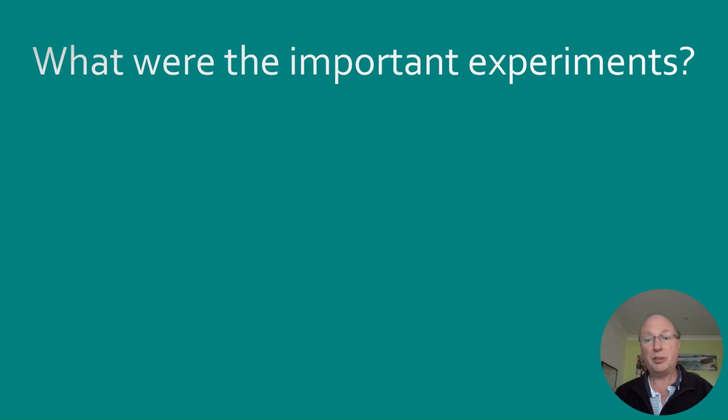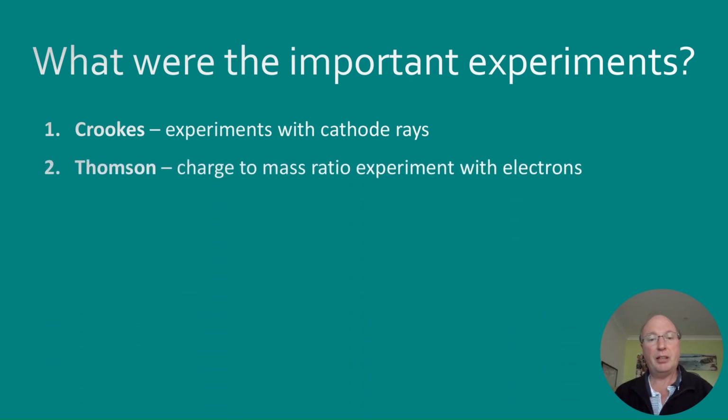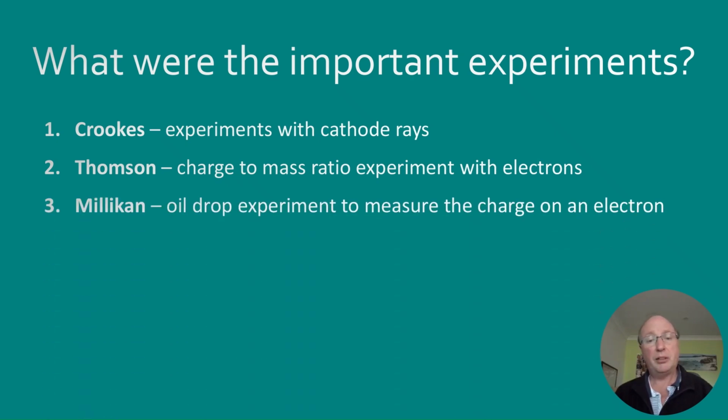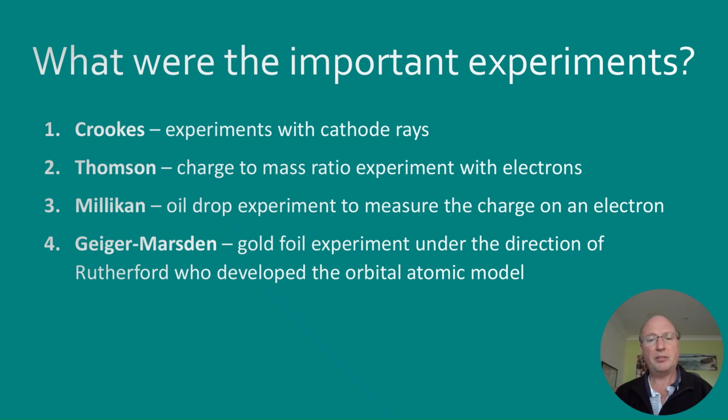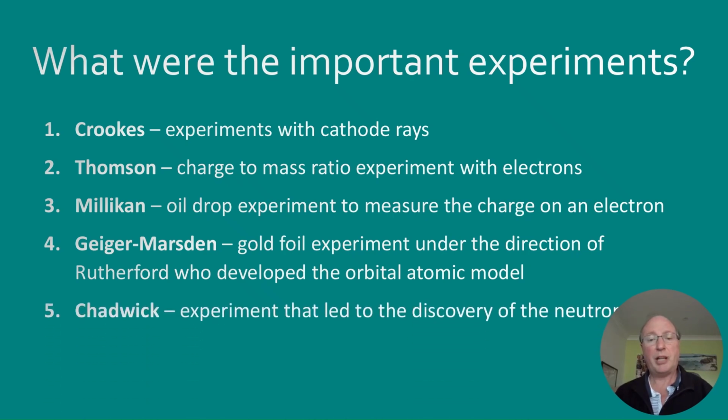Well, what were the important experiments? The first was by Crookes and his experiments with cathode rays. Secondly, we'll look at Thomson and the charge to mass ratio experiment with electrons. Next, we'll look at Millikan and his oil drop experiment to measure the charge of an electron. And then Geiger and Marsden, they performed the gold foil experiment under the direction of Rutherford, who developed the orbital atomic model. And lastly, we'll look at Chadwick and an experiment that led to the discovery of the neutron.